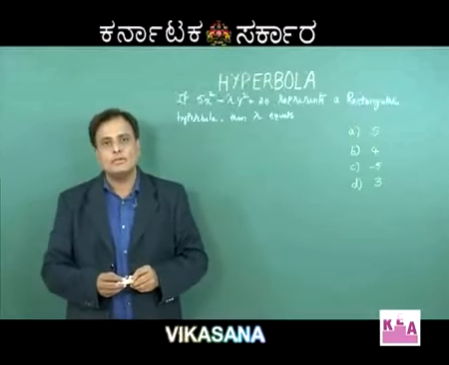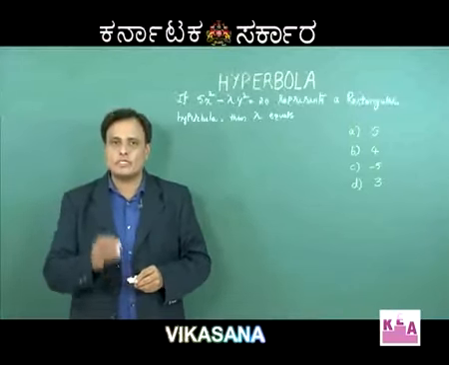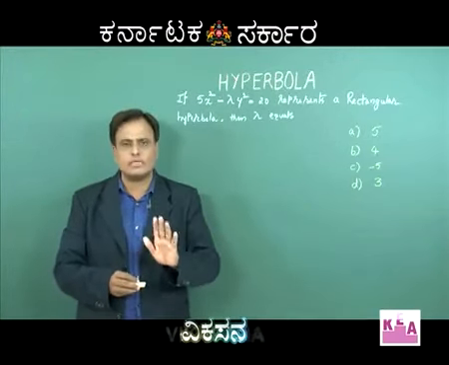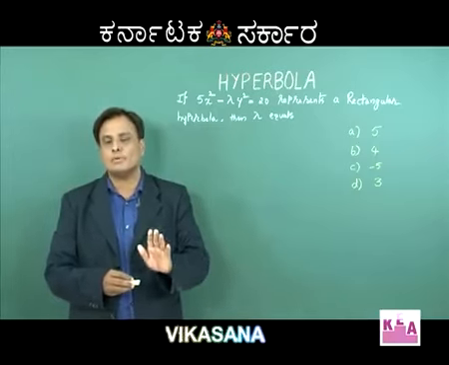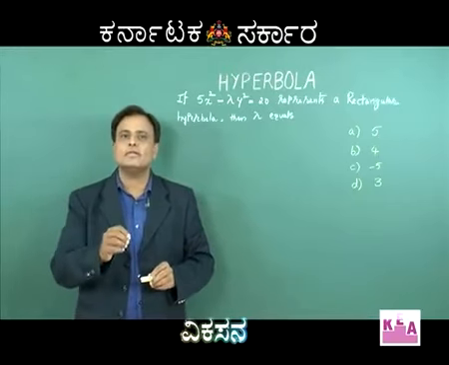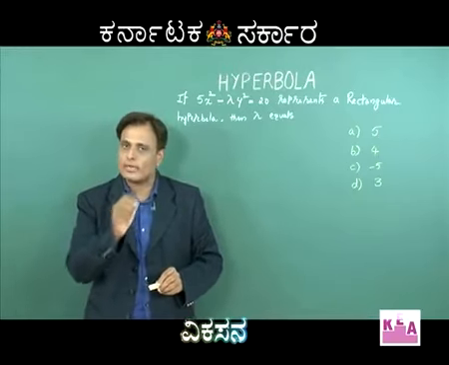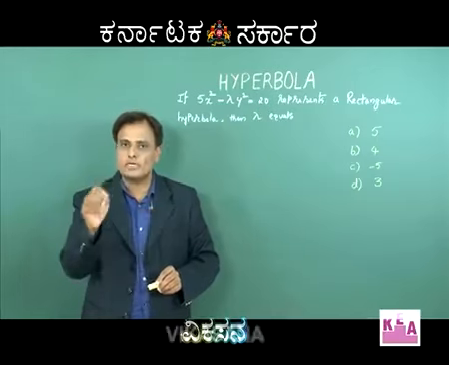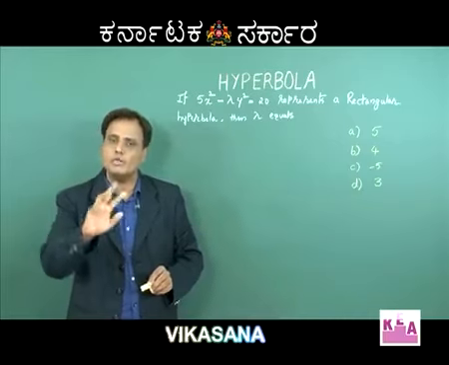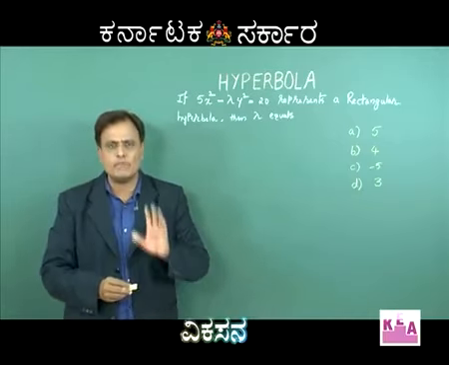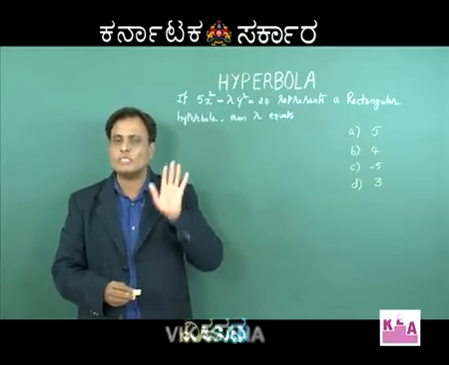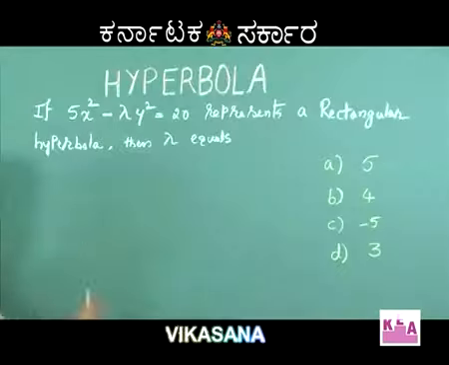Before solving this example, one should know the definition of a rectangular hyperbola. It is easy to remember: in a rectangular hyperbola, the lengths of the major axis and minor axis are always equal. As we know, the length of the major axis is 2a and the length of the minor axis is 2b, that means 2a is equal to 2b, 2 gets cancelled, a is equal to b, or a square is equal to b square. In simple terms, in a rectangular hyperbola, a and b are equal, or a square is equal to b square. So, consider this example now.